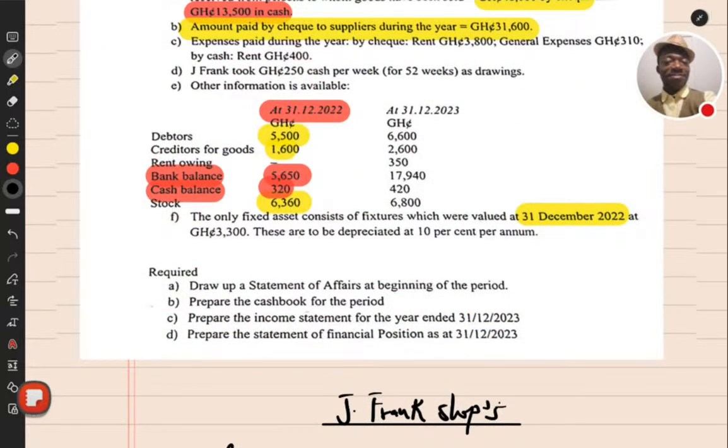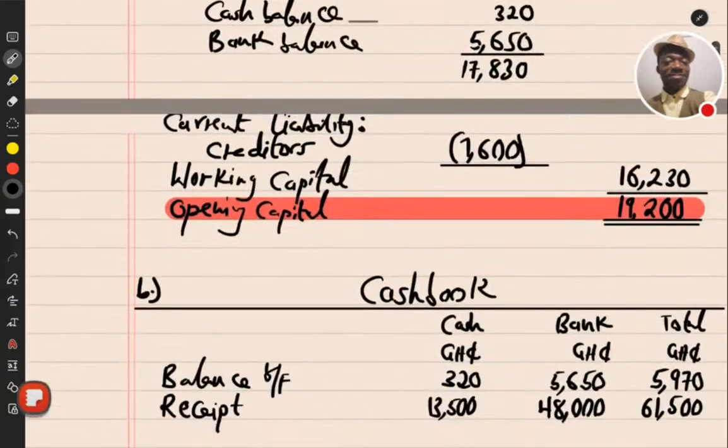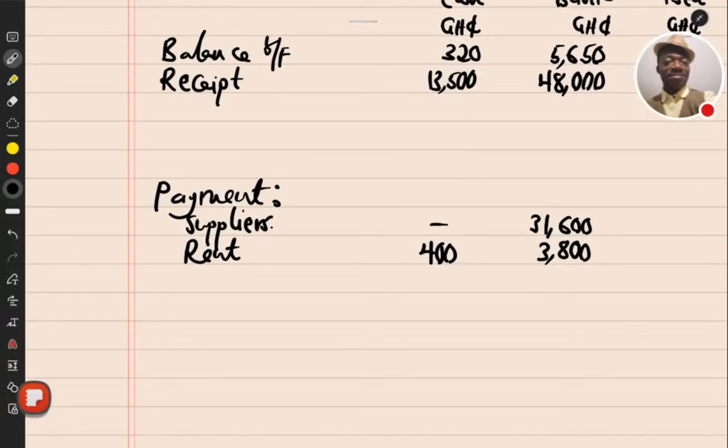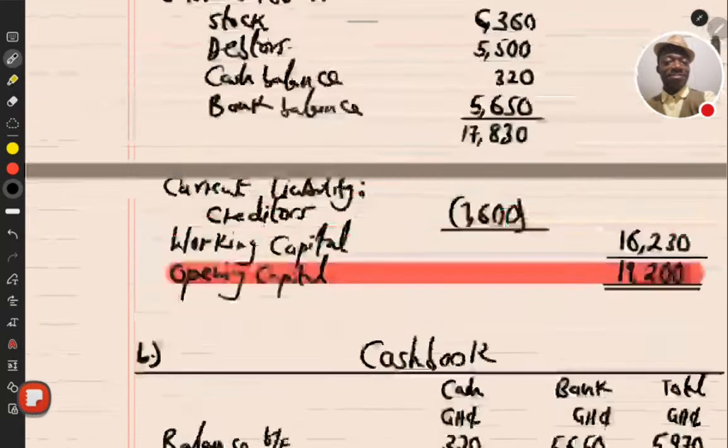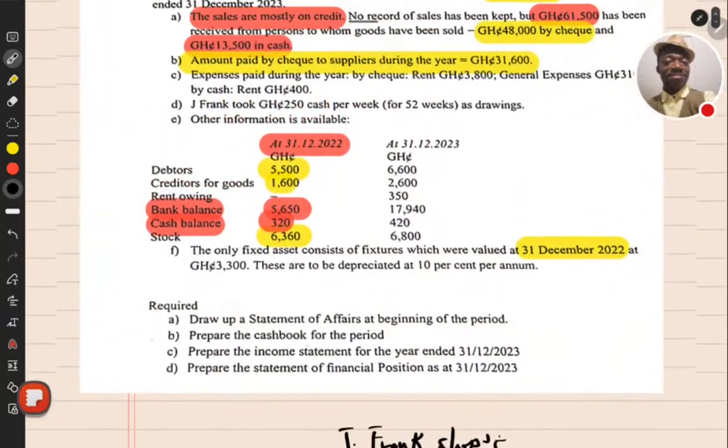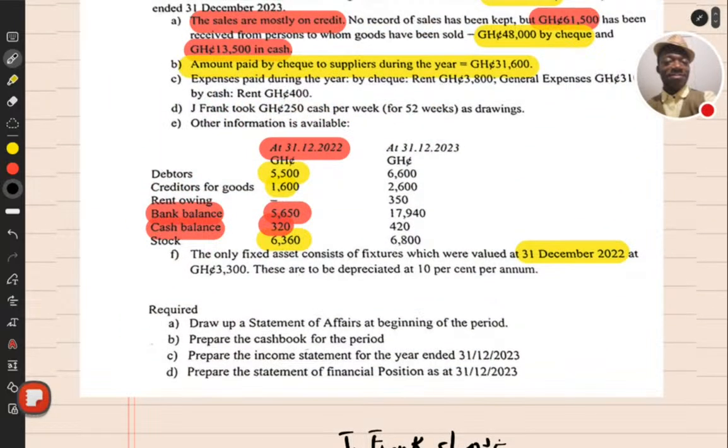Yes. Okay. And then we have general expenses as well, 310. We present that also coming up here. General expenses. General expenses too was given as 310 by check. So 310. Was there any other information with respect to payment?